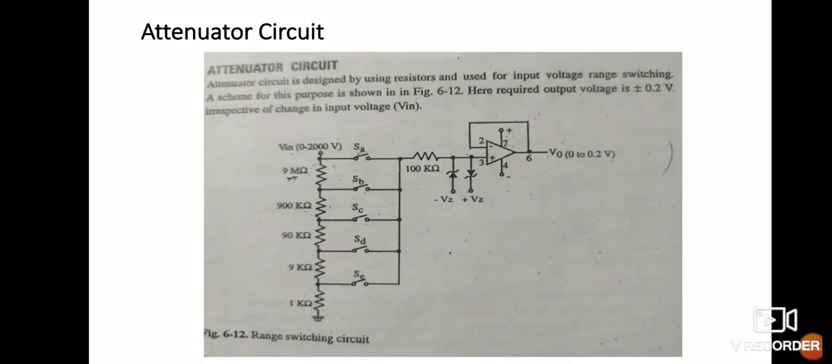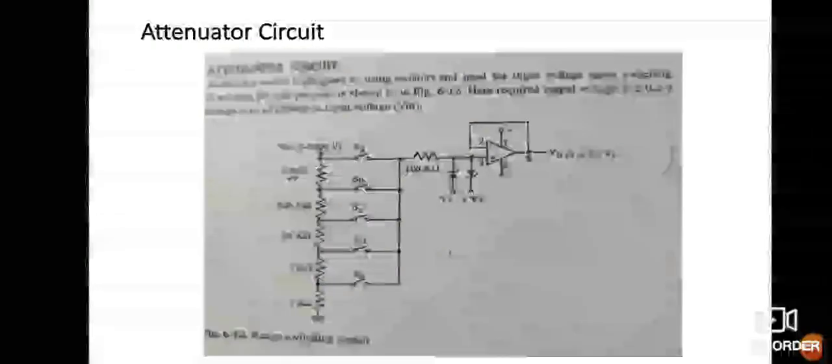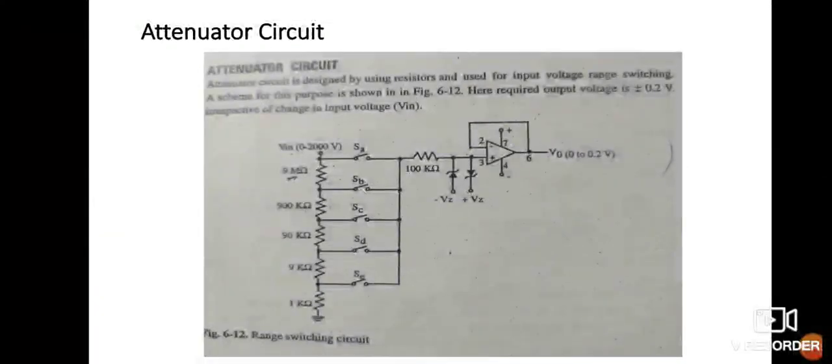We can design an attenuator circuit with the help of switches and different resistors connected in series, and by using the voltage divider rule, we can attenuate the signal by the proper switch. So the attenuator circuit is designed using resistors, and it is used for input voltage range switching. A scheme for this purpose is shown in this figure.